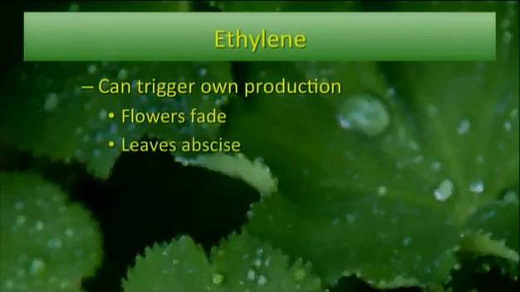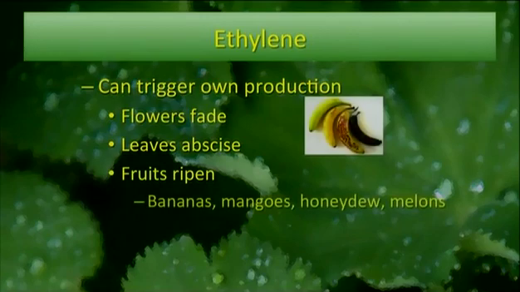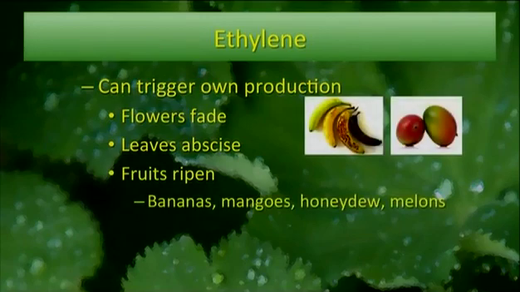Another thing is leaves abscise or fall off the plant. Fruits ripen, which you may or may not want. So if you have some green bananas and you want them to ripen faster, what do you do? You put them in a bag and you tie the bag shut, or close the bag in some way, because the fruits are producing ethylene gas, so they help bananas and mangoes, honeydew, and other melons to ripen.